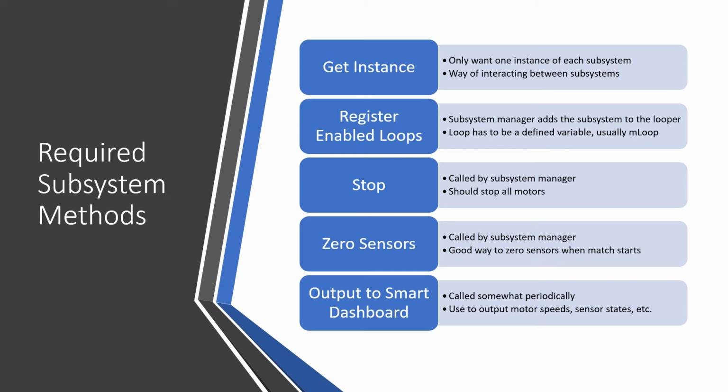Then we have the output to smart dashboard method, and this is pretty useful because it's called somewhat periodically, but not every single iteration, to prevent over-inputting data into the smart dashboard. And this is used to output things like motor speeds, sensor states, or even the state of the subsystem. This is helpful because then the driver can look at their driver station laptop and see what's going on, or say you want to troubleshoot something, you can know exactly what the program thinks that sensor says.